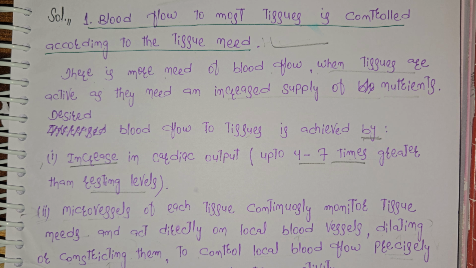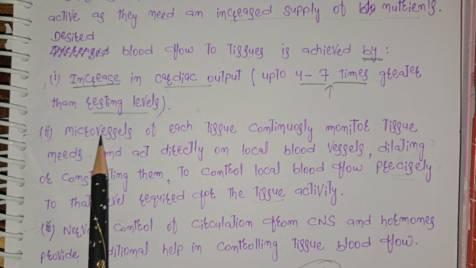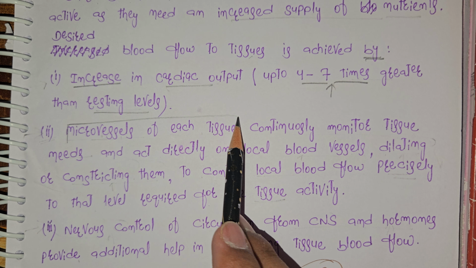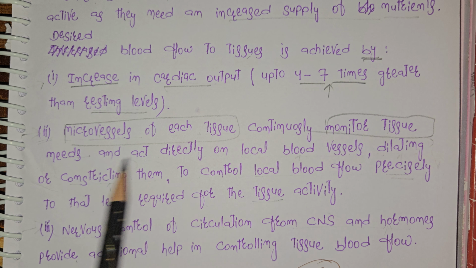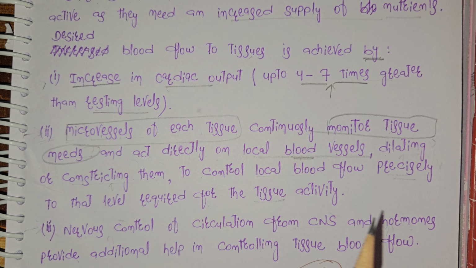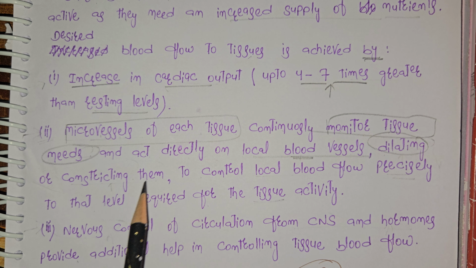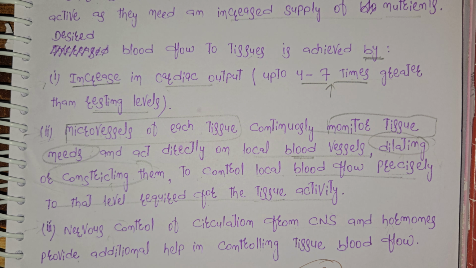We can increase this cardiac output more than resting levels up to 4 to 7 times. So if there is a tissue and we have an increased need of blood to that tissue, we can increase the cardiac output. Second, microvessels of each tissue continuously monitor tissue needs and act directly on local blood vessels. These local blood vessels will dilate or constrict to control local blood flow precisely to the level required for the tissue activity.